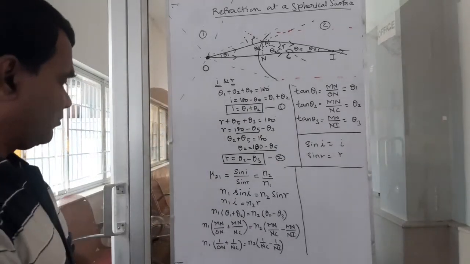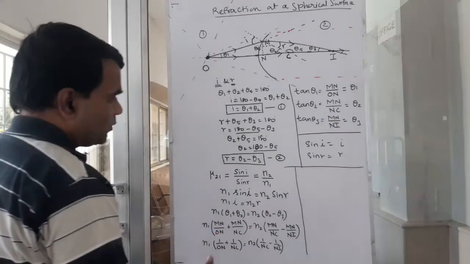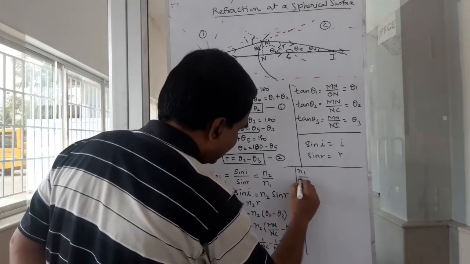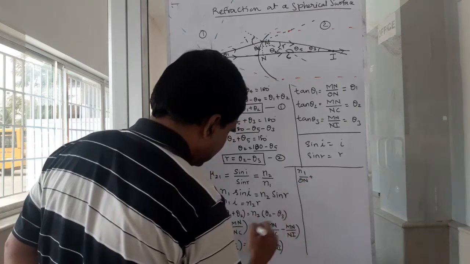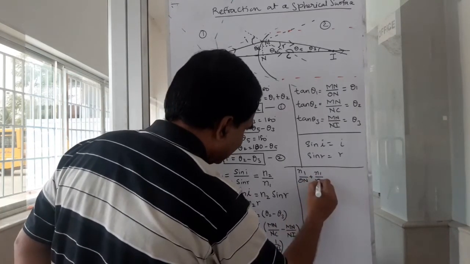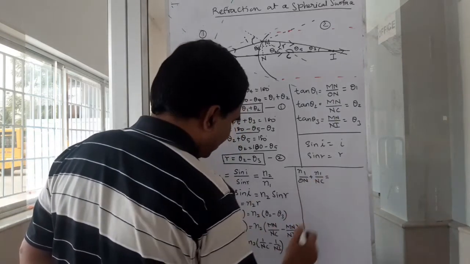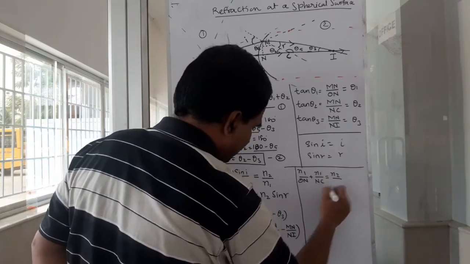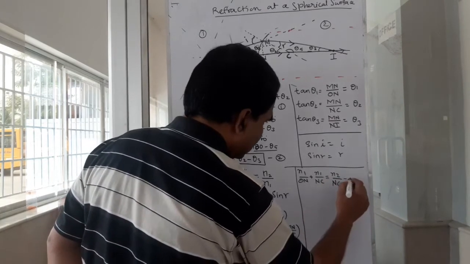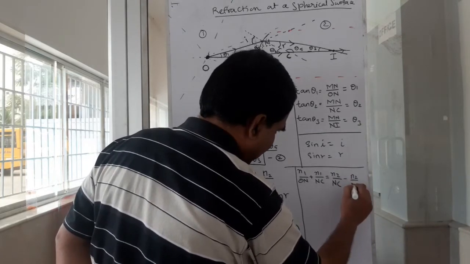What else can I do? I can take N1 inside, so N1 by ON plus N1 by NC is equal to N2 by NC minus N2 by Ni.